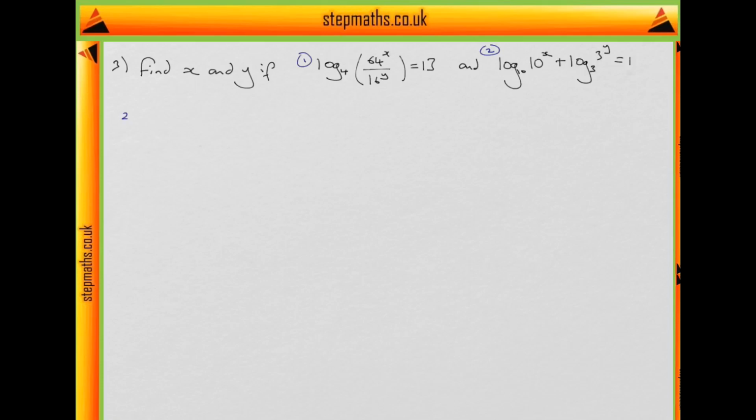And first we're going to consider equation 2. Well, we know from the definition of a log that a power of a log comes down the front. So log base 10 of 10 to the x is equal to x times log base 10 of 10. Similarly, we bring down the y, plus y times log base 3 of 3, and that's equal to 1. Then we notice that in fact log base 10 of 10 and log base 3 of 3 are just 1. So this tells us that we have x plus y is equal to 1, and we'll call that equation 3.